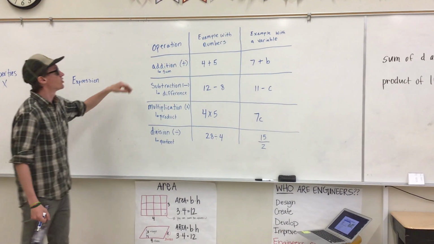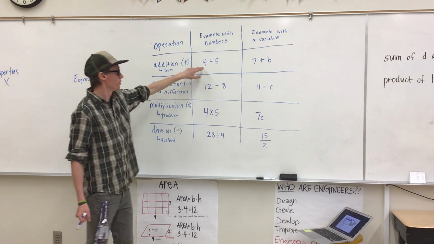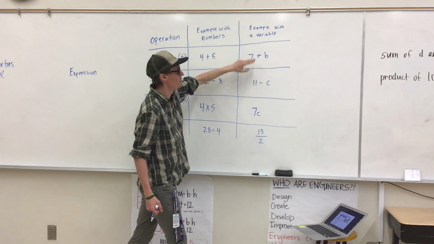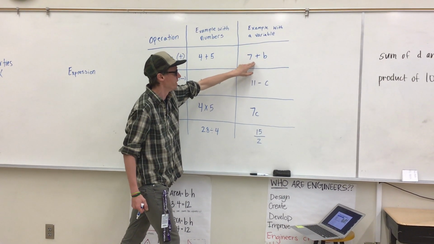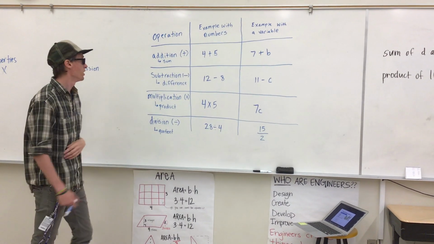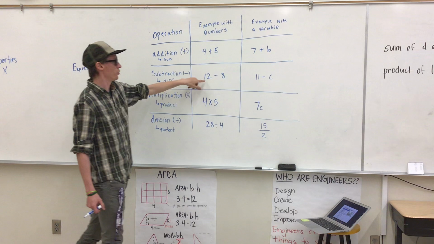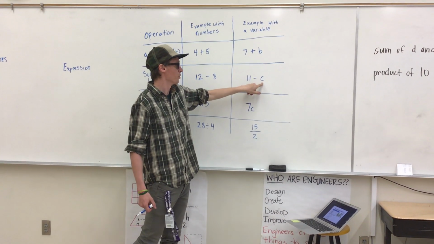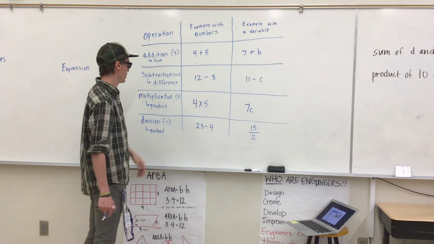All right. So we've got addition with numbers, 4 plus 5. And if we're going to do it with a variable, this is going to be an algebraic expression for addition: 7 plus b, an unknown number. With subtraction, we've got 12 minus 8. And then we've got a number, and we subtract our variable c in this case.